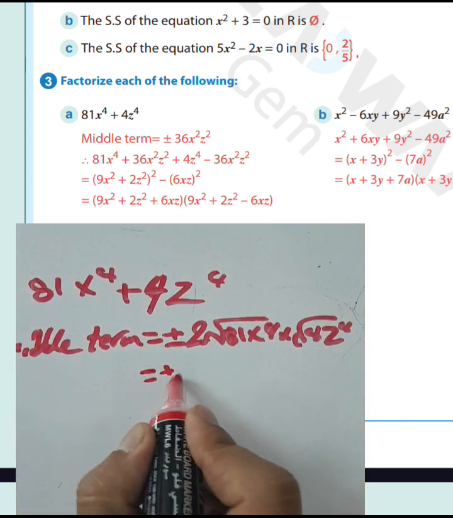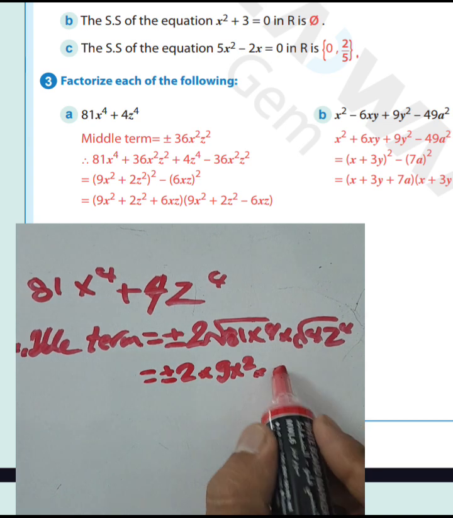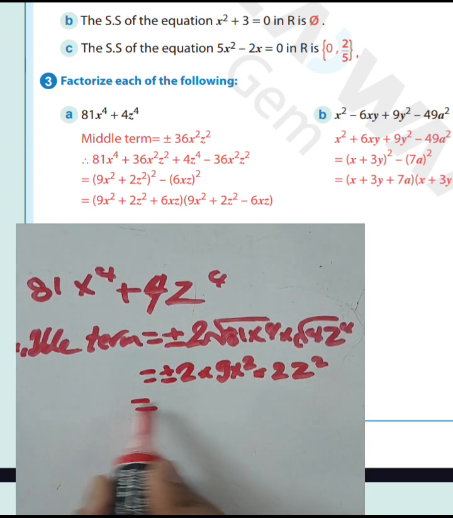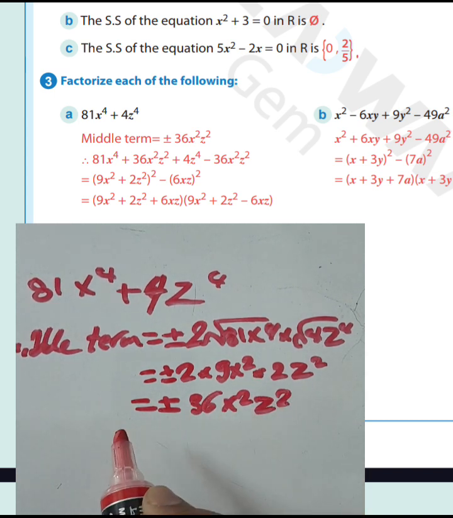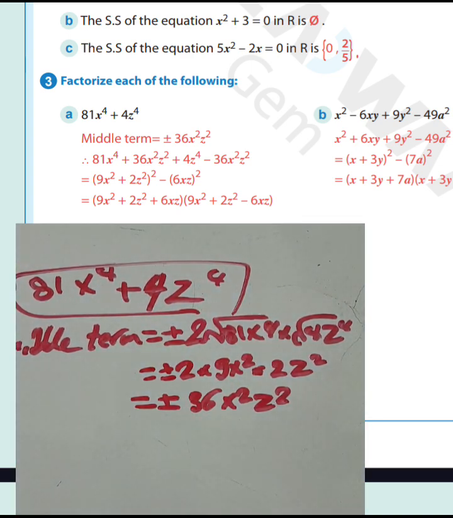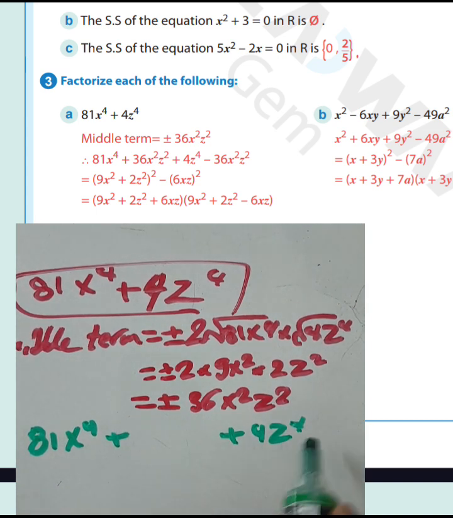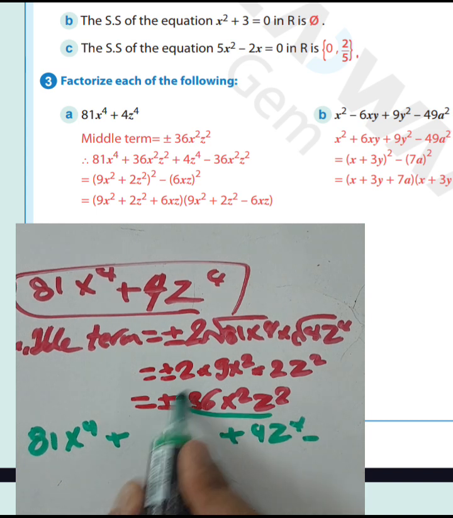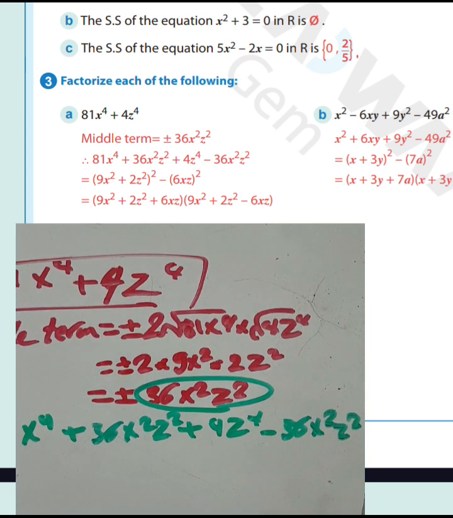The result will be positive or negative 2 product, 81 will be 9x power 2, 4 will be 2z power 2. Right, positive or negative 2 times 2 is 4, times 9 is 36, x power 2 z power 2. Okay, then we can write this expression by adding and subtracting the middle term. Okay, you can write 81x power 4 here and 4z power 4, right, positive and negative this number 36x power 2 z power 2 and here 36x power 2 z power 2.